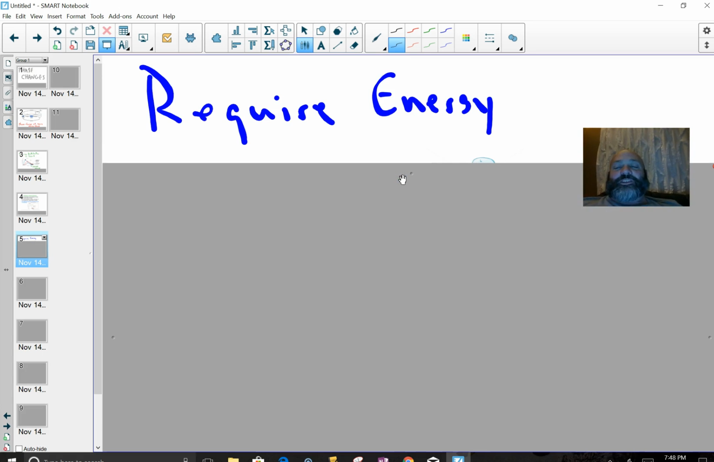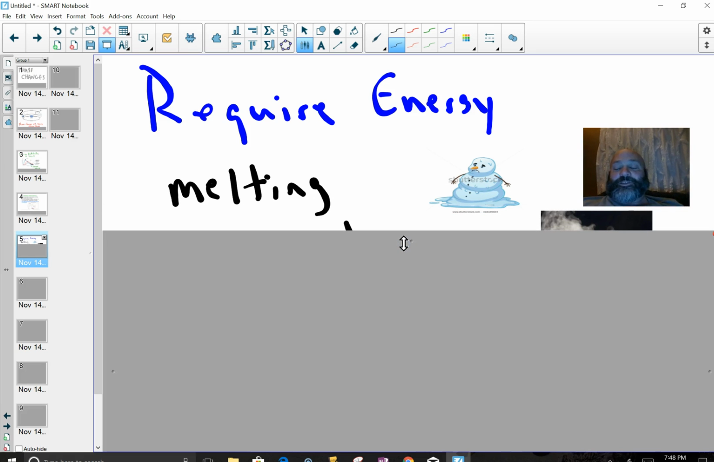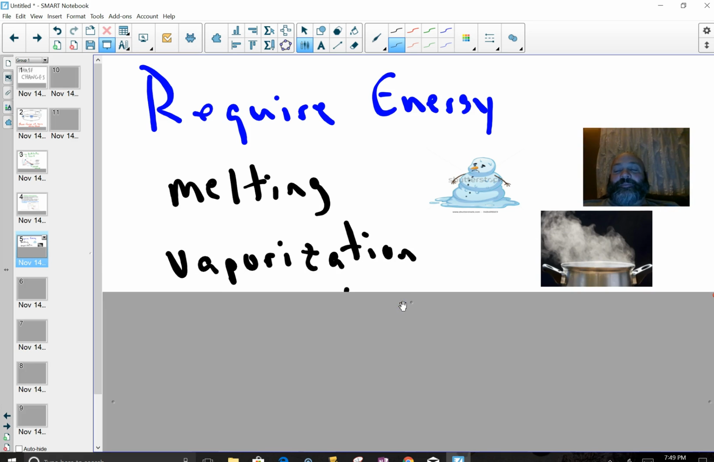So some phase changes require energy. Energy has to be put in order to make them happen. And which ones would they be? They would be melting. Nice little snowman picture there. He's melting. It's not Frosty, thankfully. He's not coming up here at Christmas time yet. We have vaporization. And in this case, this vaporization is actually talking about the boiling point. So vaporization here really means boiling. And we're changing our substance into the gaseous phase.